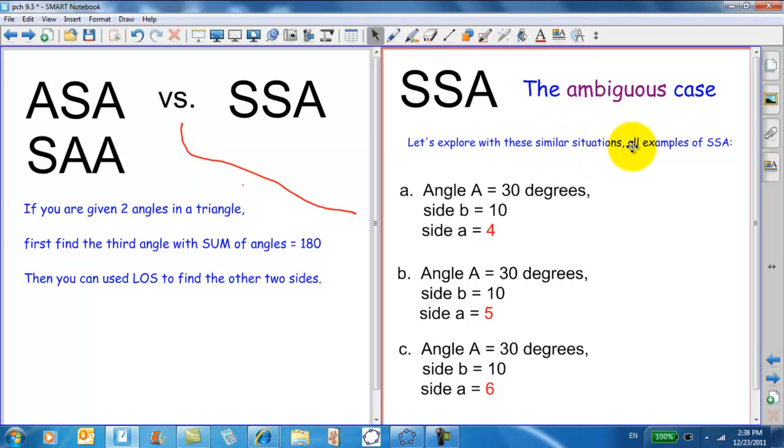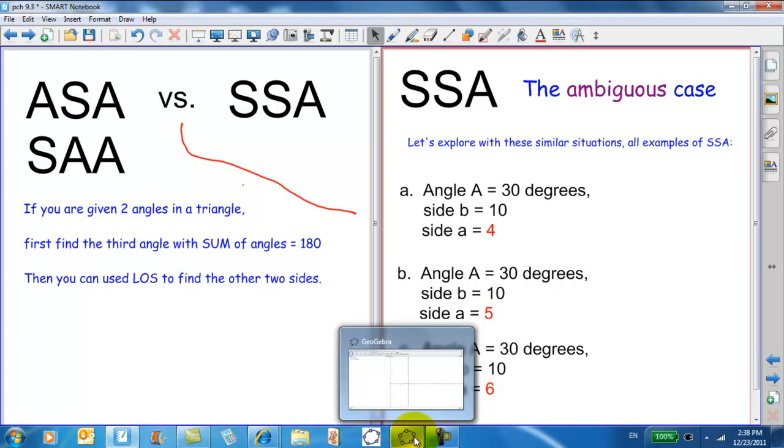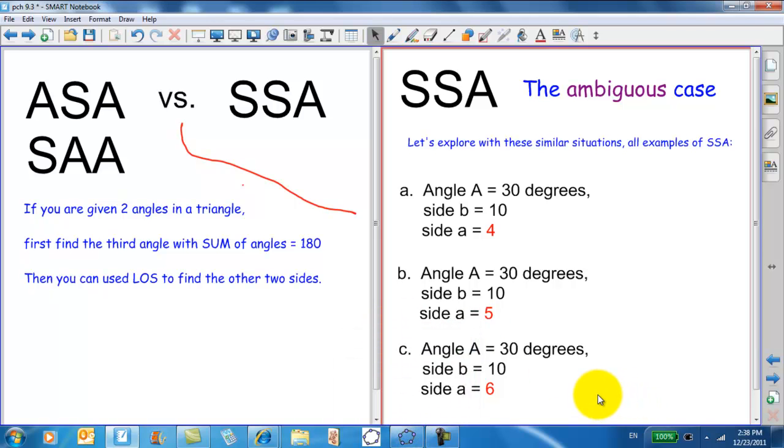We're going to explore these similar situations, all examples of side-side-angle, where you have two sides of a triangle, but the angle given is not between the two sides. So in each of these three cases, I have angle A is 30 and side b is 10, and side a is given, and it changes from 4 to 5 to 6. So I want to show you how we can do these on GeoGebra. And you might want to follow along with your own GeoGebra on the side, because you're going to find it's a nice way to illustrate the problems you submit and to explore word problems in the future.